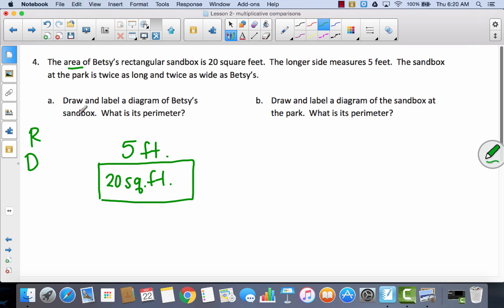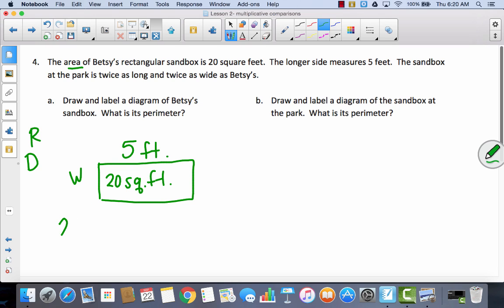Okay, so it says draw and label a diagram of Betsy's sandbox. What's the perimeter? Now it talks about the sandbox at the park up here, but I'm not going to deal with that yet. I'm going to take care of question A because it doesn't talk about the park. It just talks about Betsy's sandbox. So over here, I don't know what the width is.